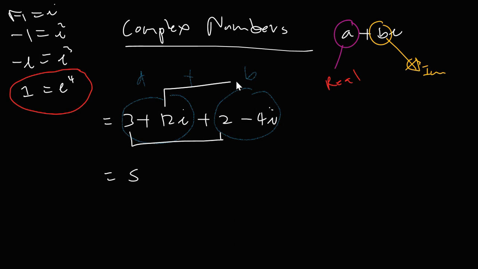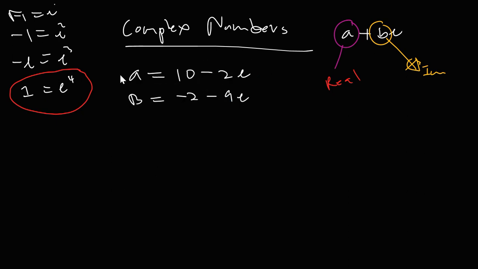And then 12 plus minus 4, obviously this minus this, is going to give you 8. Okay, this is going to be your answer. Remember, the real part to the real part and the imaginary part to the imaginary part, and then you can get your sum or your difference. This goes the same if you have to do the difference between two complex numbers. This is the very same principle.